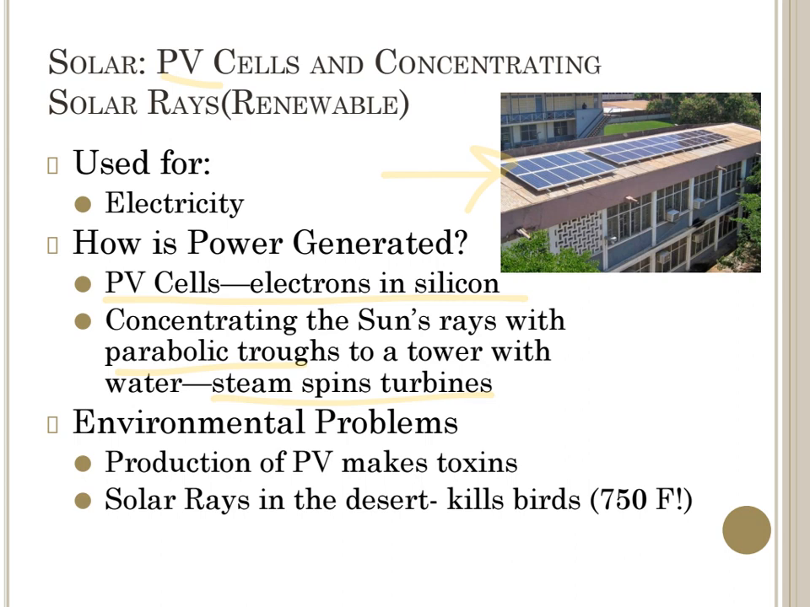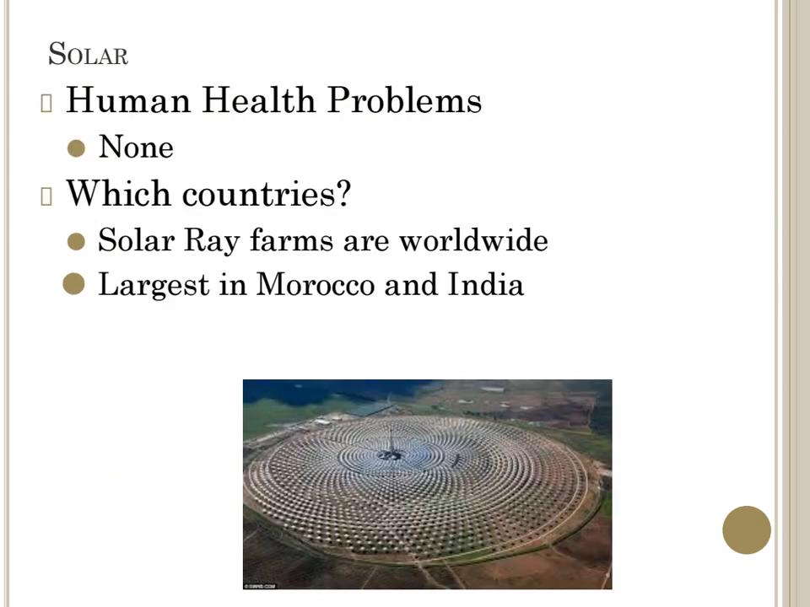Environmental problems. When you make photovoltaic cells, it makes toxins in the factories that they have to dispose of. And then in the desert, it can kill birds. So those mirrors that concentrate rays towards a tower can heat up to 750 Fahrenheit, which is really, really hot. And if birds fly through that path, they get instantly zapped and killed. Here's a picture down here of what I'm talking about. Between California and Las Vegas on that road, there are several of these that you can see on the highway driving that way. So these are all mirrors that focus on the tower right here.